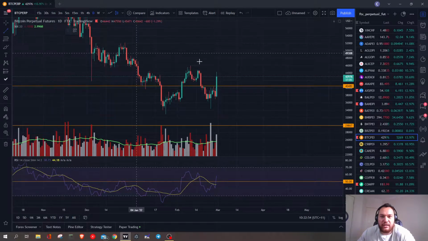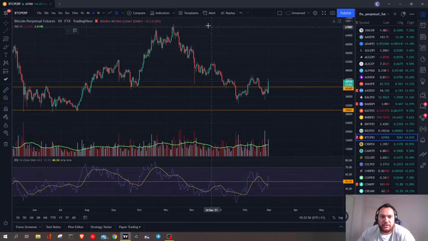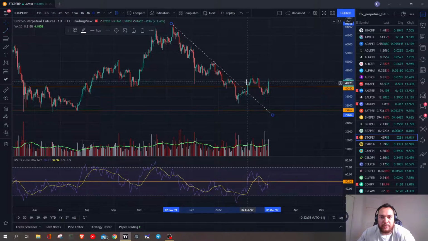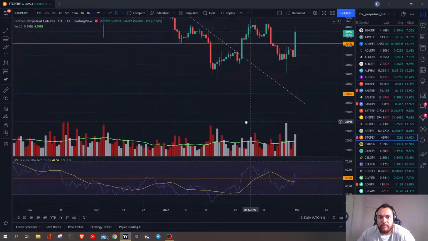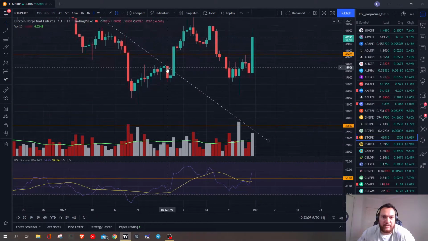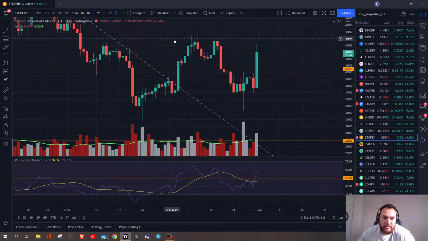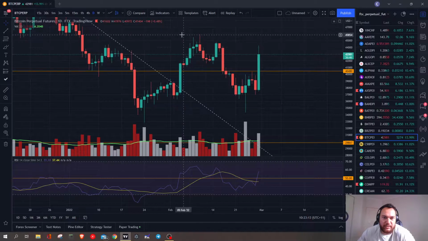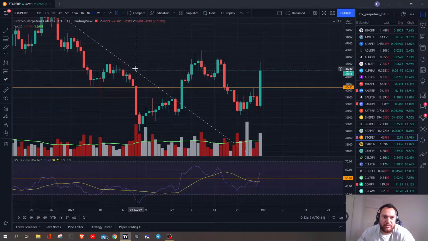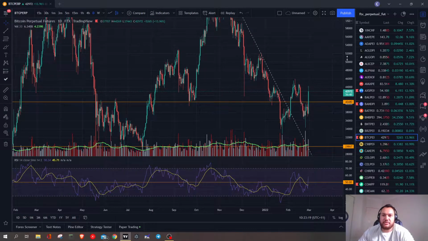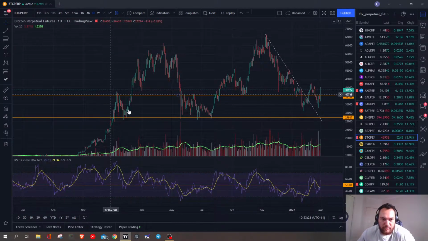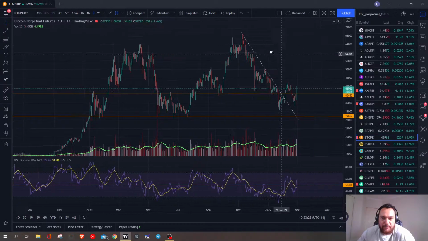So you'd need a bit to really make it work, so you're really looking for that breakout within here if you're on the daily. This would be where you'd be looking to buy and enter the market, and your selling point would be around here. So there are levels that are clear on Bitcoin like this.